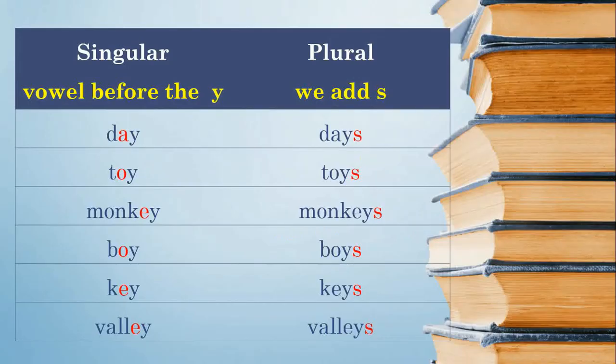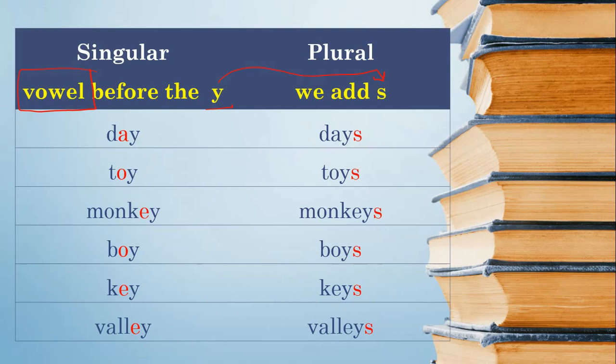Alright, so what do we have to see? If there is a vowel before the Y, then we will add S. We will not be adding IES. When do we add IES? We add IES when there is a consonant before the Y. But over here, we have the vowel before the Y. So when we have the vowel before the Y, we will add only S.